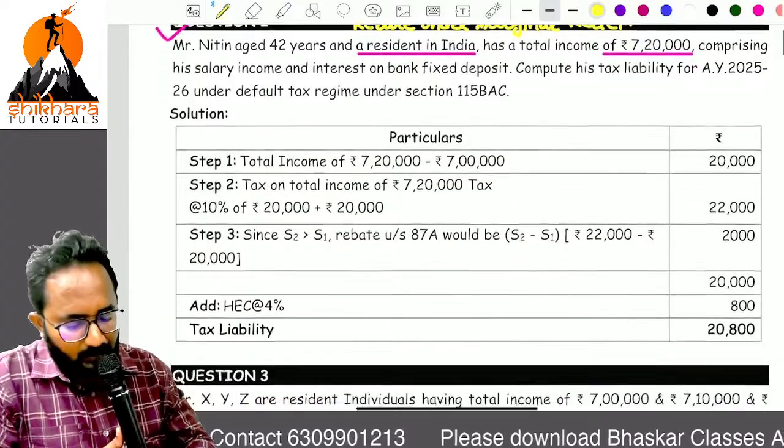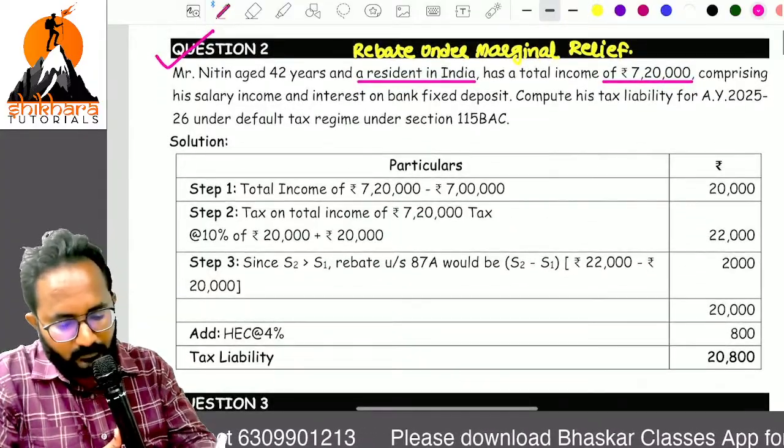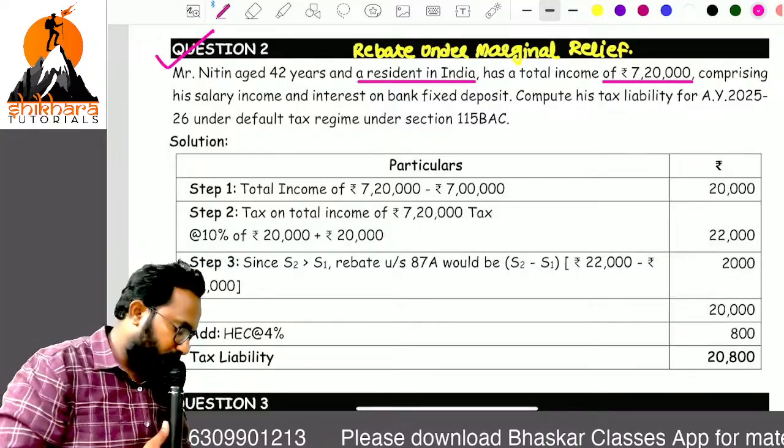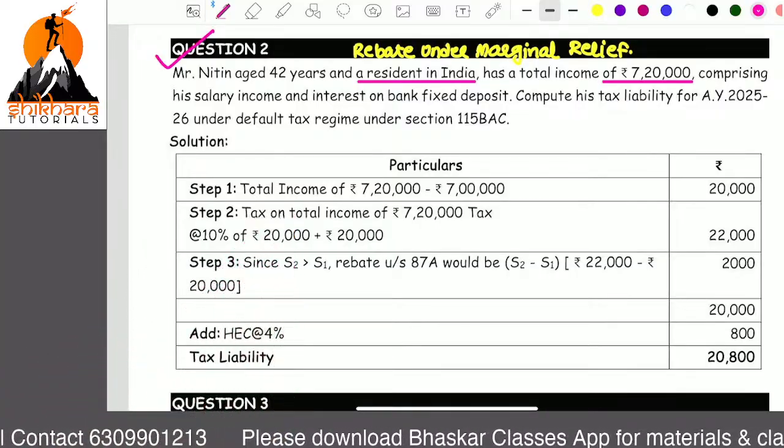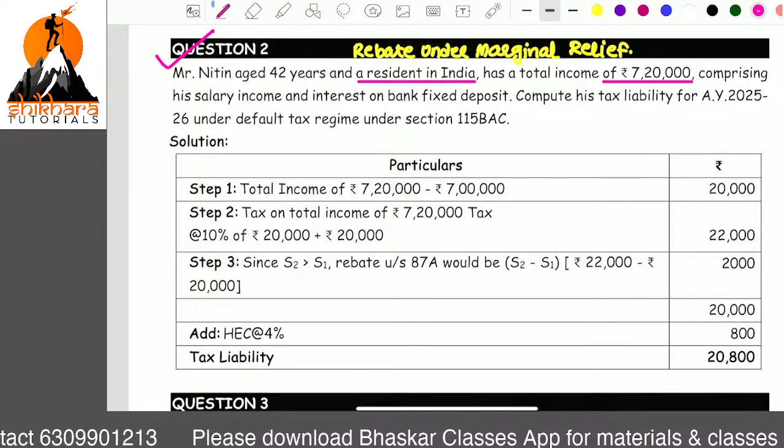So just on your own, you can try that. I don't want to give spoon feeding. Yes, we already took this only as an example. Try on your own.